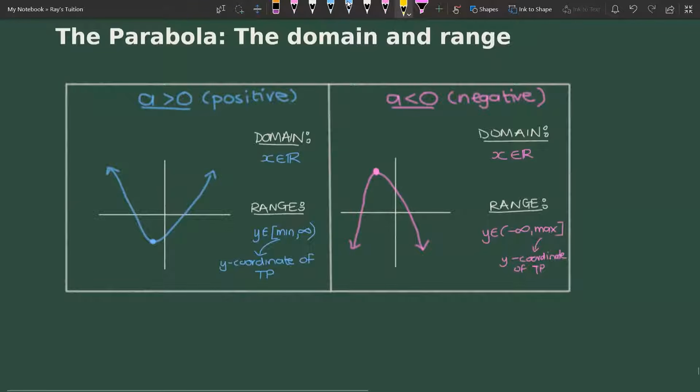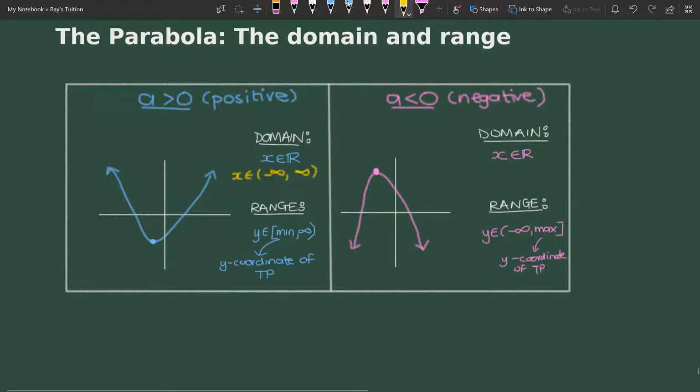And for the domain, regardless of whether it is positive or negative, you'll see the domain is the same in both cases: X is an element of real numbers. Another way to write that is that X is an element from minus infinity to positive infinity. If you look at these arrows, they go on and on to infinity. So you can imagine the smallest X value would have to be minus infinity, and the biggest X value it will take is positive infinity.